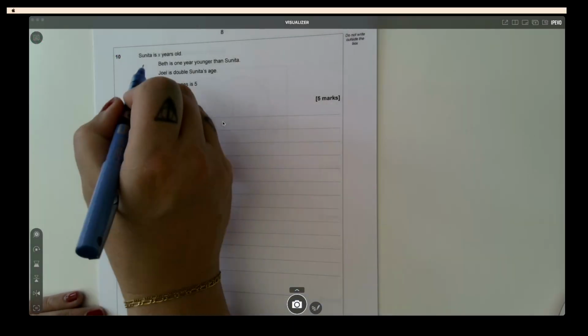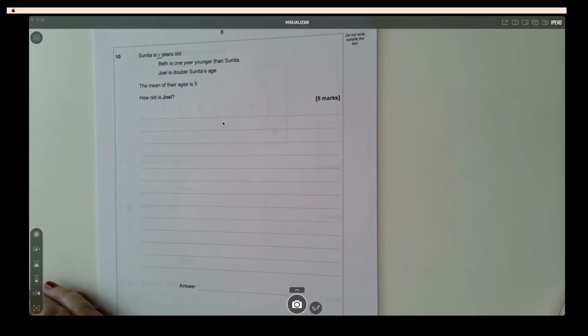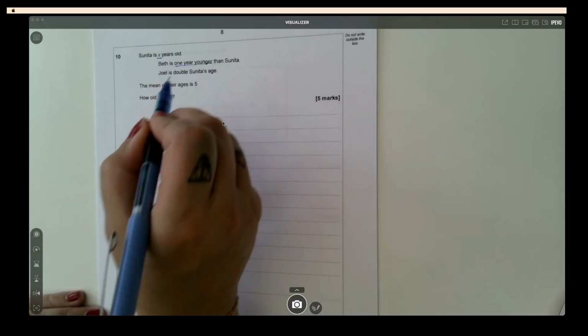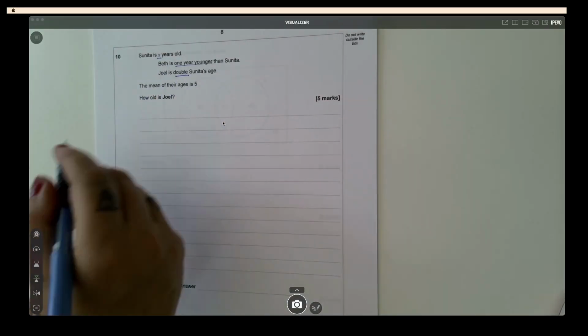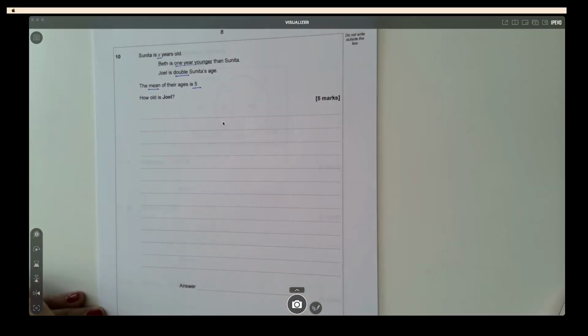Question 10. Sunita is x years old. Beth is 1 year younger than Sunita. Joel is double Sunita's age. The mean of their ages is 5. How old is Joel? So again, we're going to form and solve equations here because we haven't been given enough numerical values to be able to do this otherwise.